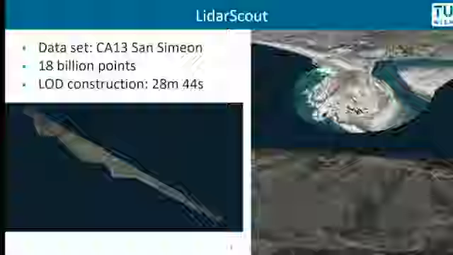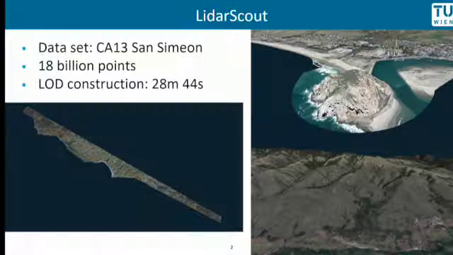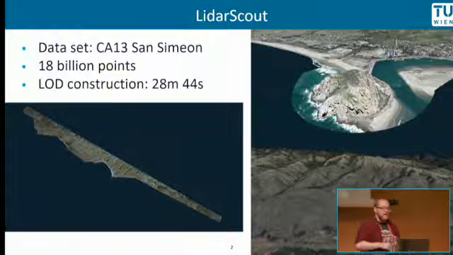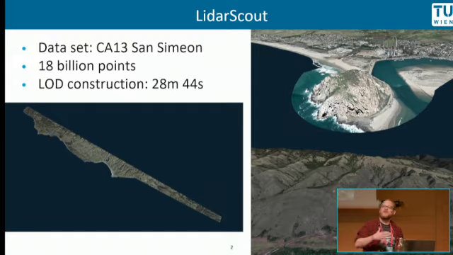With LidarScout, we were trying to make it possible to visualize massive point cloud data sets directly, instantly, without having to wait for pre-processing. So let's take a look at some of these data sets. Here we have a data set with 18 billion points from part of the coast of California. And here, doing the pre-processing in order to create the LOD structure takes about half an hour.